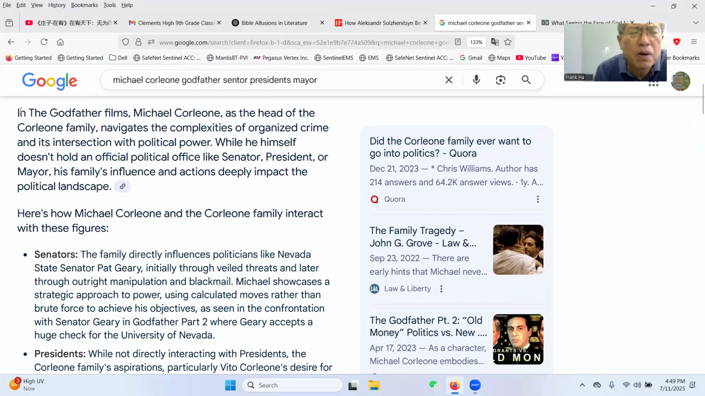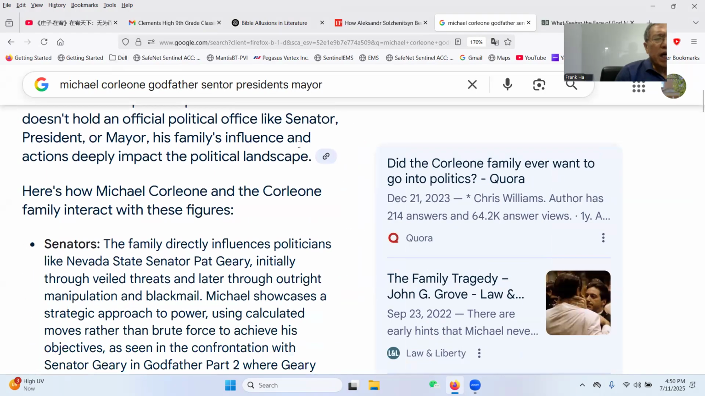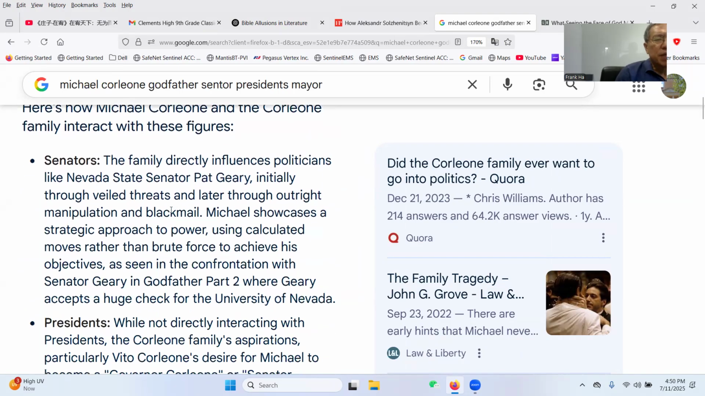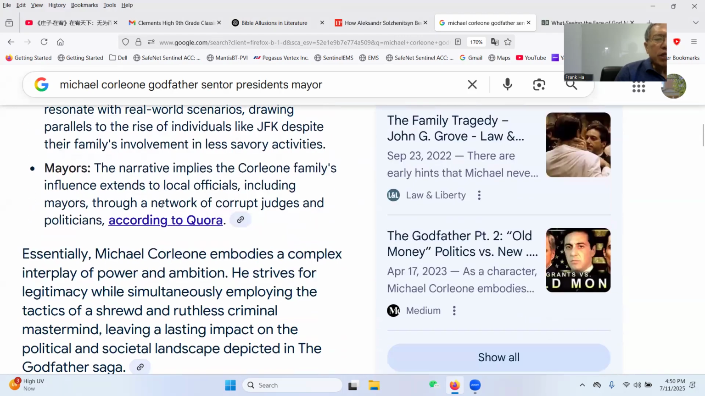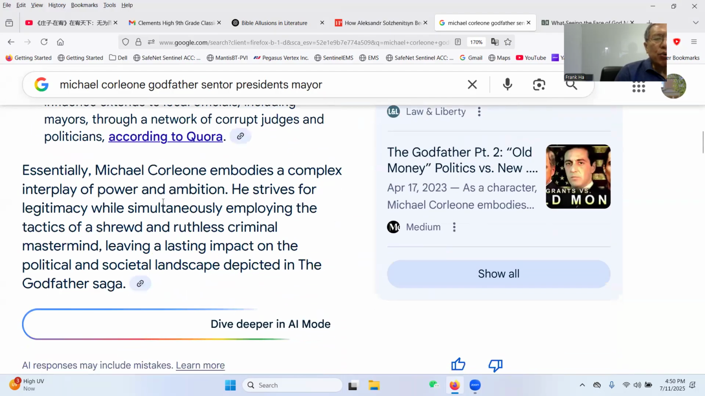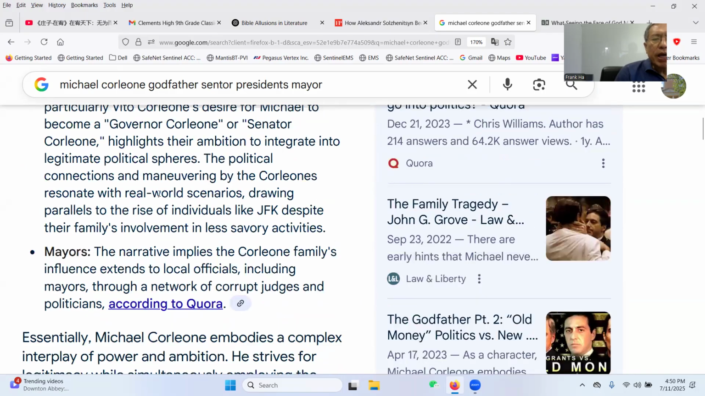It's possible. Go, Daniel. In the Godfather films, Michael Corleone, as the head of the Corleone family, navigates the complexities of organized crime and its intersection with political power. While he himself doesn't hold an official political office like senator, president, or mayor, his family's influence and actions deeply impact the political landscape. Here's how Michael Corleone and the Corleone family interact with senators. Okay, so they deal with the senators, they deal with the presidents, they deal with the mayors. That's how they use the political connection to make money and control power.